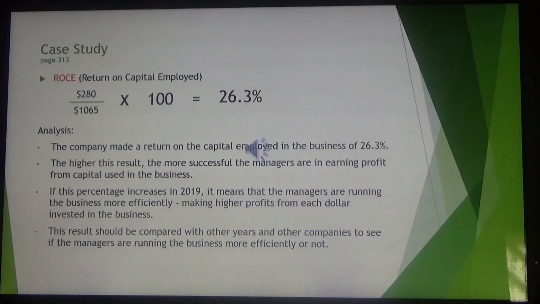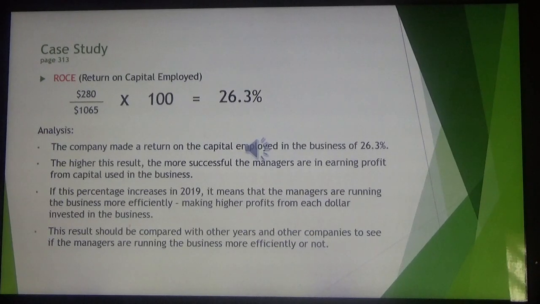Based on the case study, ABC Computing Limited made a net profit of $280 million. So based on the formula, the numerator will be the net profit, which is $280 million. And in 2018, the capital employed was $1,065 million. So its return on capital employed in 2018 is found in this slide. You have the percentage result, which is 26.3%.